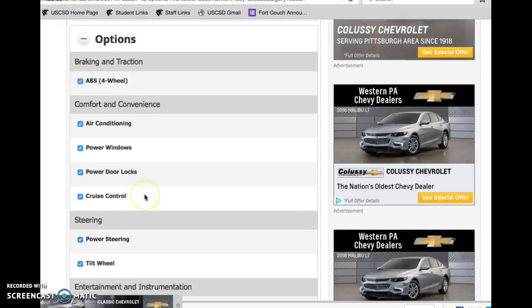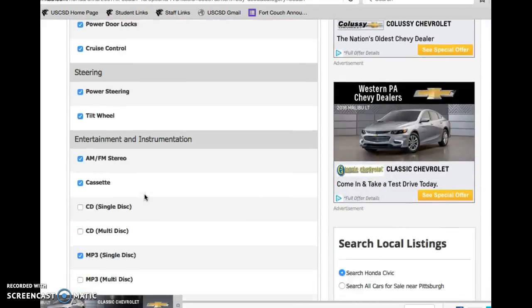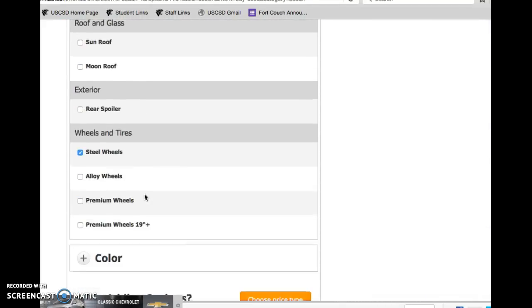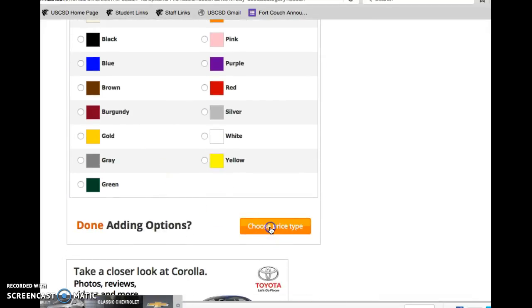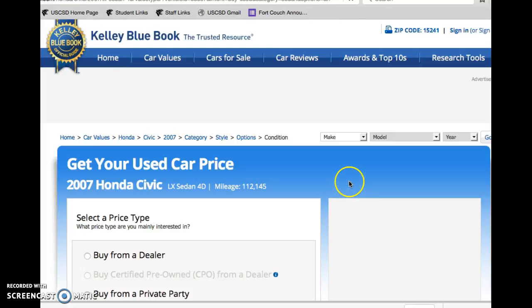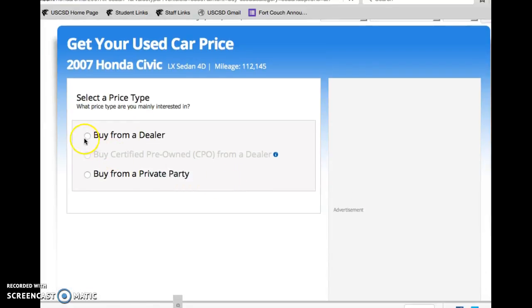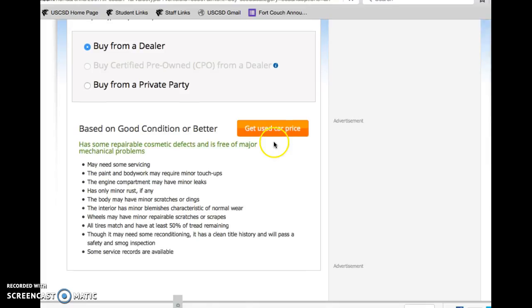Then you can add different options. This is where all your options are that we were talking about. Click them, unclick them. Color. You can add the different color. Then choose your price type. The price type, you bought it from a dealer, because remember we said that we got it from a dealer. Get the used price.